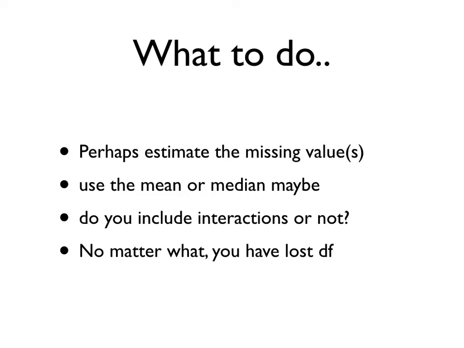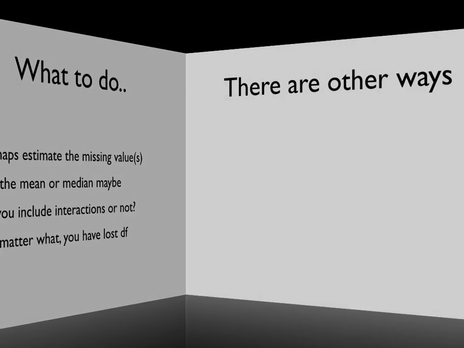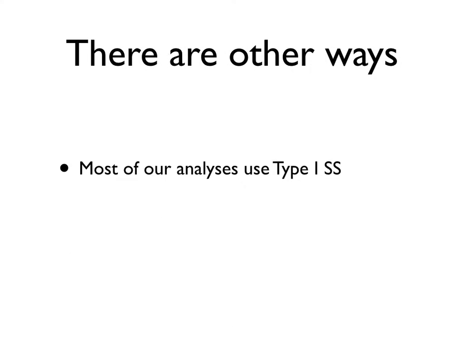There's an easier way to handle this, and that's just collect a couple more data points. That's what I would do. Now, there are other ways to deal with this. Most of our analyses use something called type 1 sums of squares, you're saying. So that means there's other types. Oh, yeah. The type 1 sums of squares are the ones that I've shown you with all those summation signs. They're the ones you've learned about since you started learning about sums of squares in Stat 2126.